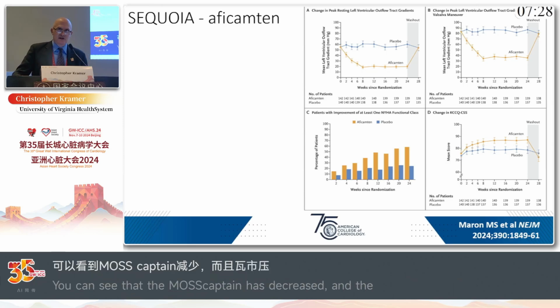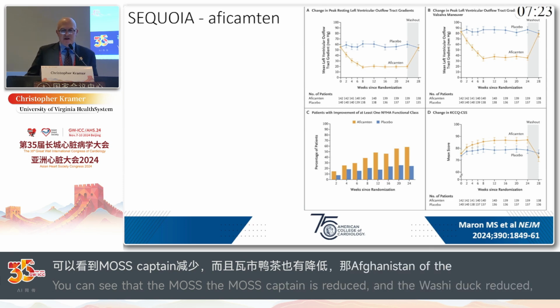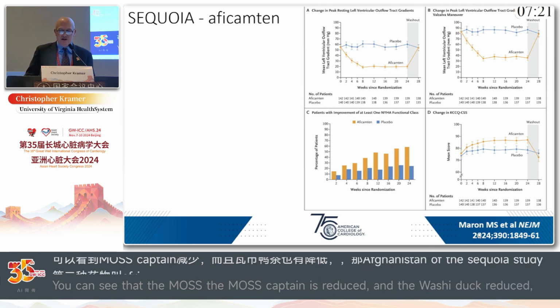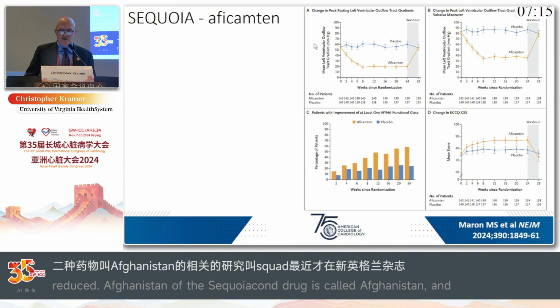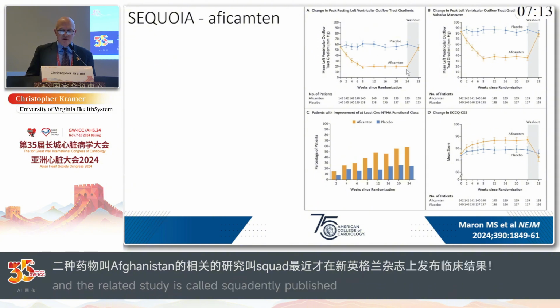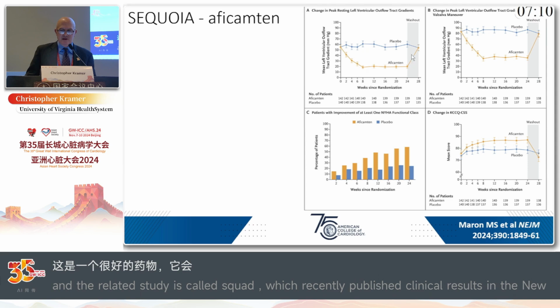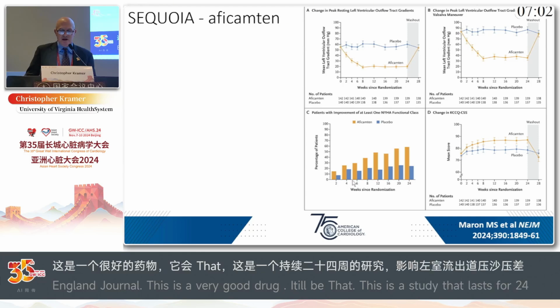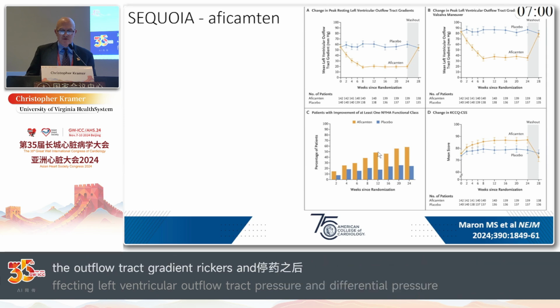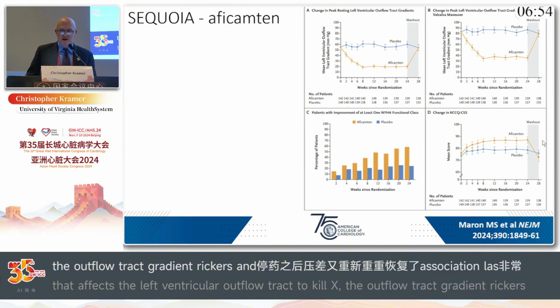So the second agent in this class is aficamten, the SEQUOIA study, and this was published just recently in the New England Journal. Very similar to mavacamten in terms of its effects. The outflow tract gradient, in a 24-week study, fell dramatically both at rest and with Valsalva. As soon as you stop the drug, the outflow tract gradient recurs, and two-thirds of patients improve their New York Heart Association class by at least one, and as well the KCCQ score improved.